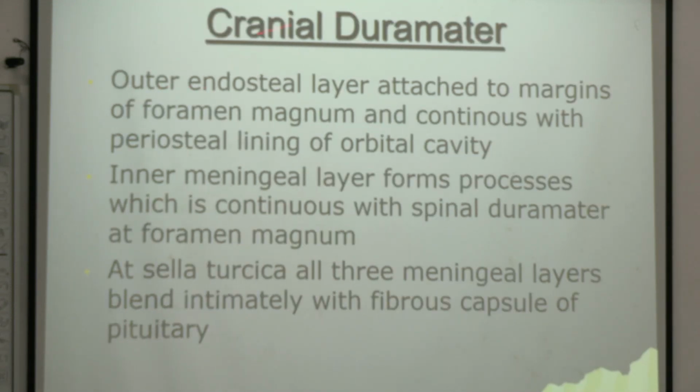Non-elastic cranial dura mater: the outer endosteal layer is attached to the margins of the foramen magnum and continues with the periosteal lining of the orbital cavity. The inner meningeal layer forms processes and is continuous with spinal dura mater at the foramen magnum. At sella turcica, all three meningeal layers blend intimately with the fibrous capsule of the pituitary.